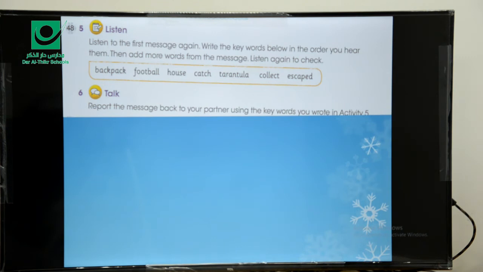Now, students, they are asking us to listen only to the first message again. Write the keywords below in order you hear them, then add more words from the message, listen again to check. So now the first part, listen to these words. Look, backpack, football, house, catch, tarantula, collect, escape. Say the order of the words according to the listening. Listen. Track 48. And try to put the numbers.